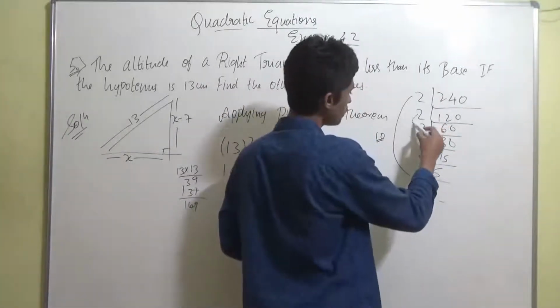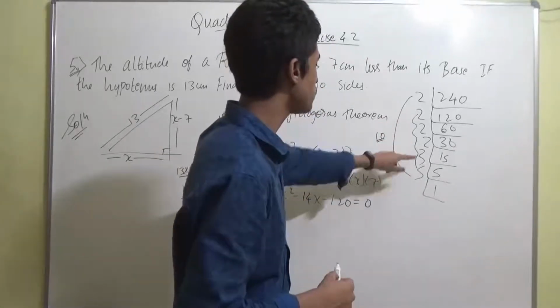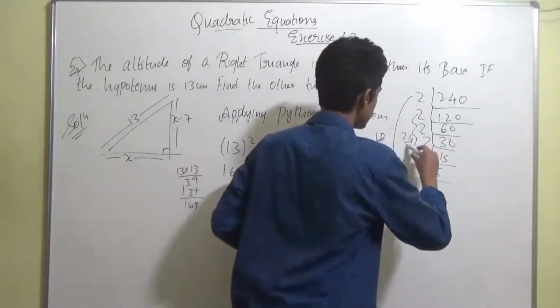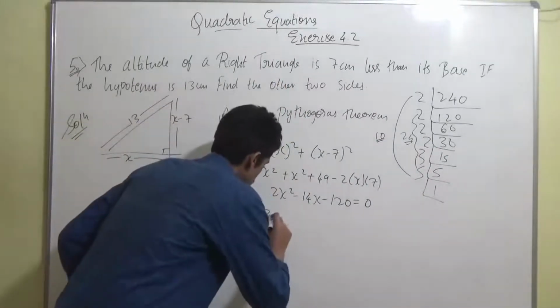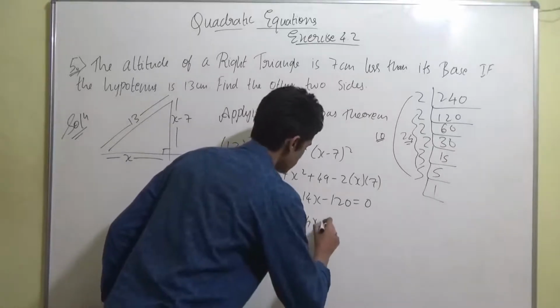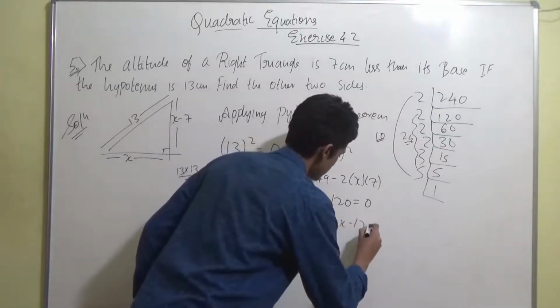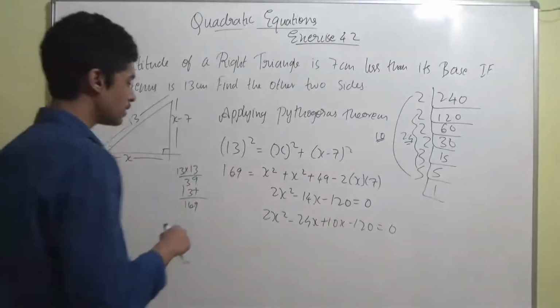Now if I multiply all these terms together, it becomes like 2 into 2 is 4, 4 into 2 is 8, 8 into 3 becomes 24. Getting it? I said you right, 24 into 10 gives you 240. So that's the factor. It is 2x square minus 24x plus 10x minus 120 equal to 0. This becomes the equation. Now let's start taking common.